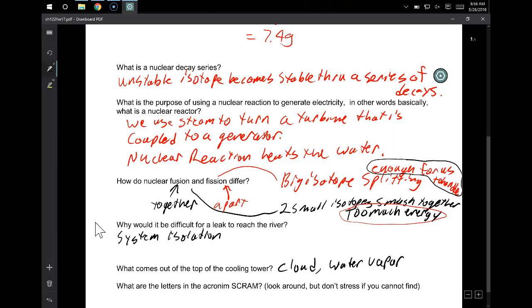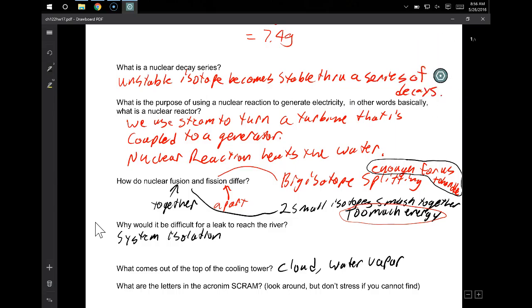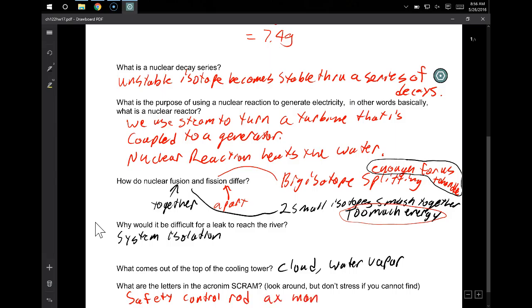Did you figure out this last one? Yes, but I don't know what it is. Safety control rod axe man. Yep.